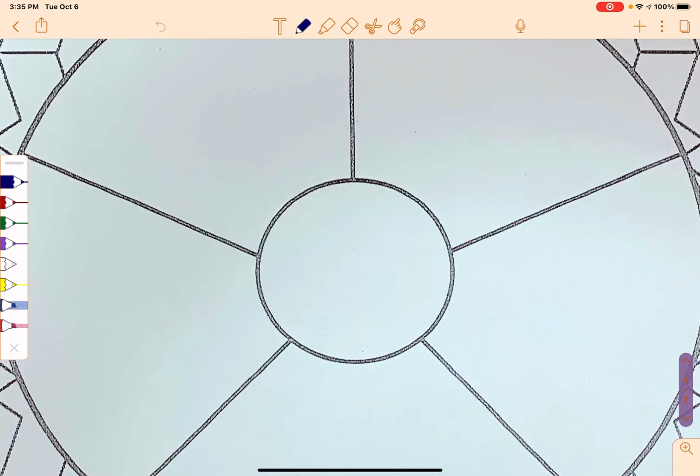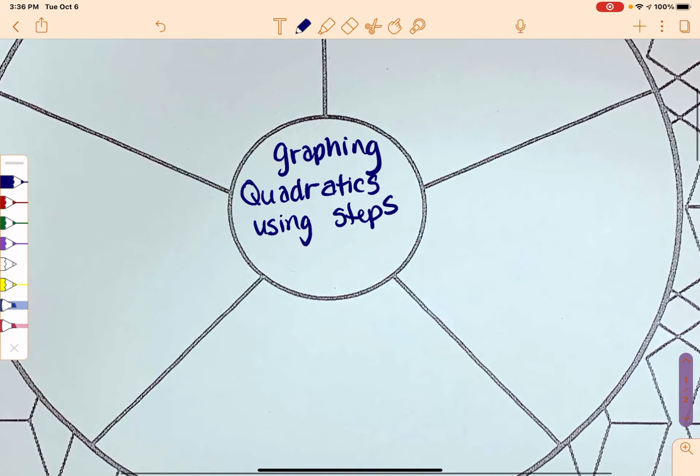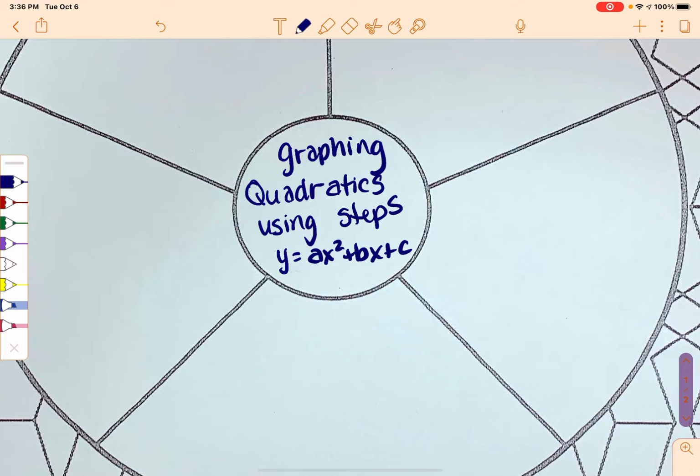So first of all, we're going to talk about graphing quadratics using steps. That's going to be different today. Today we're going to talk about basically 4 or 5 steps that can help us do that. I do want you to remember though that your general formula for a quadratic looks like that. So we are going to be able to use that identification and that information.